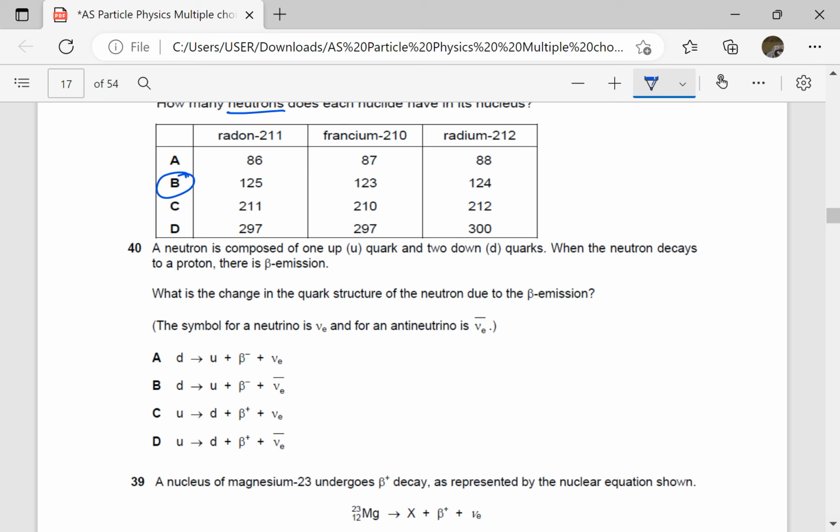A neutron is composed of one up quark and two down quarks. When the neutron decays to a proton, there is beta emission. What is the change in the quark structure of the neutron due to beta emission? So a neutron changes when the neutron decays into a proton.